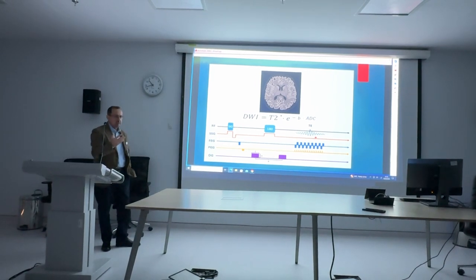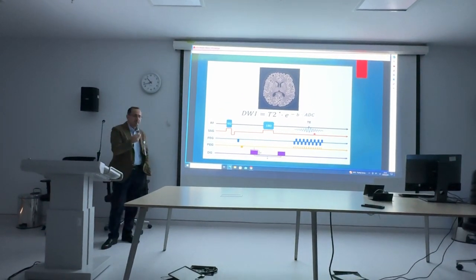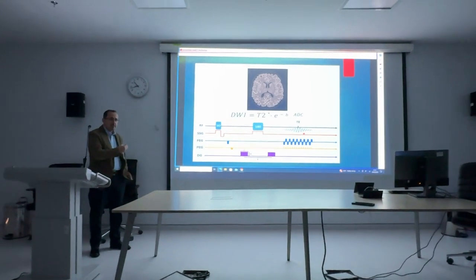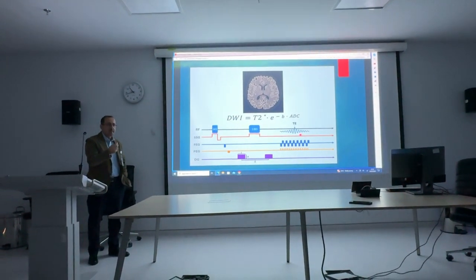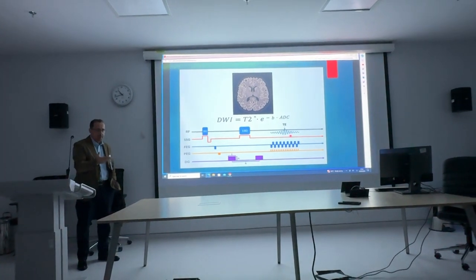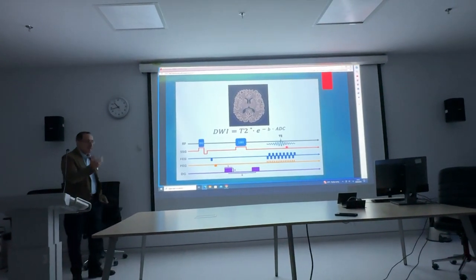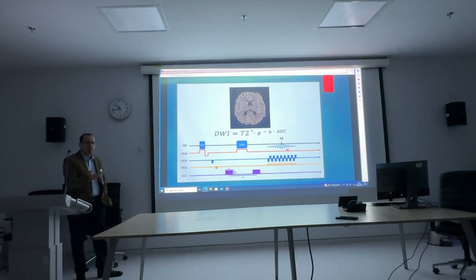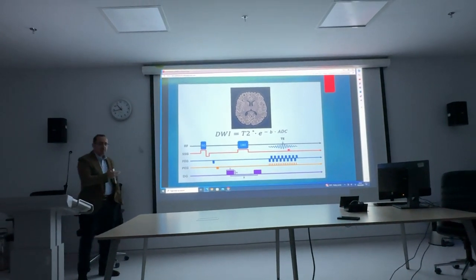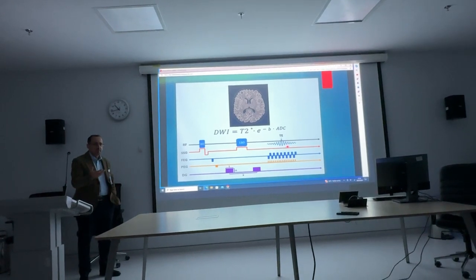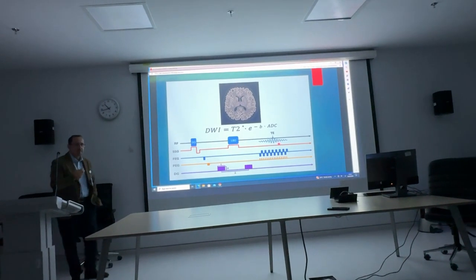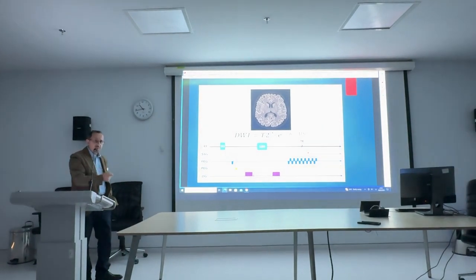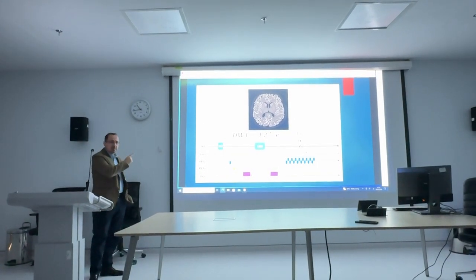Let's give you numbers. The usual gradient strength is about 3 to 5 millitesla per meter. The diffusion gradient is 30 to 50 millitesla per meter. The time for the normal gradient that we use in gradient sequences is about 3 to 5 milliseconds. The time in diffusion gradient is about 20 milliseconds. So we are really talking about a very strong gradient. Why? To achieve a very strong dephasing and very strong loss of signal.